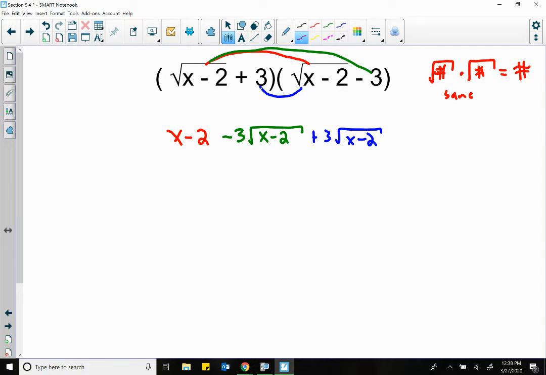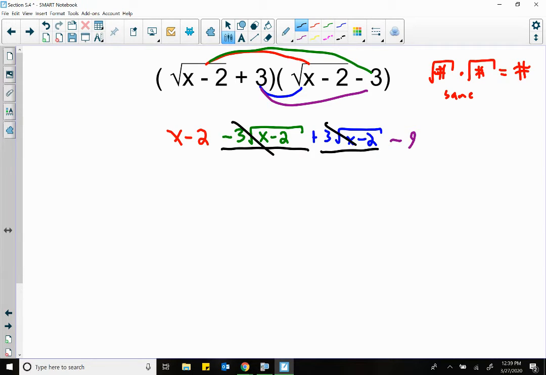And then we have last. 3 times negative 3, we can do that. That's negative 9. So is there any reducing of the radicals in here? No, there's no way that we can reduce these. But we can add them together. What's going to happen with a negative 3 square roots of x minus 2 and a positive 3 square roots of x minus 2? They're going to cancel each other out because negative 3 plus 3 is 0, and that cancels all of that out. So this piece is now all gone. They just canceled each other out.